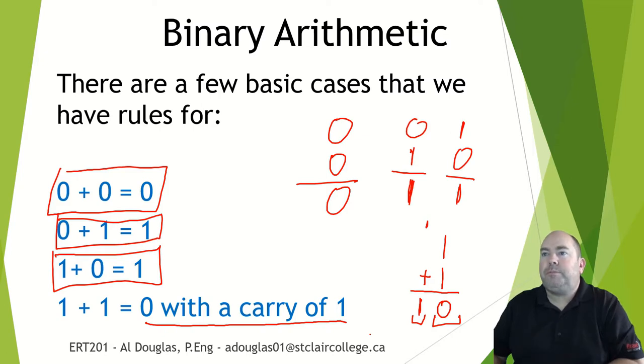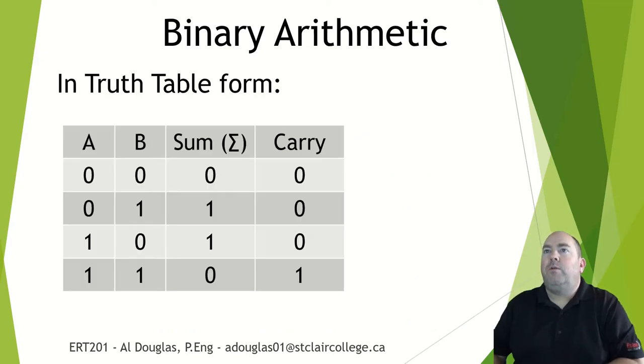Okay, so if we wanted to put that in the form of a truth table, it would look like this. So 0 and 0 gives us a 0 with a carry of 0. 0 and 1 and 1 and 0 both give us a sum of 1 with a carry of 0. A 1 and a 1 gives us a sum of 0 with a carry of 1.